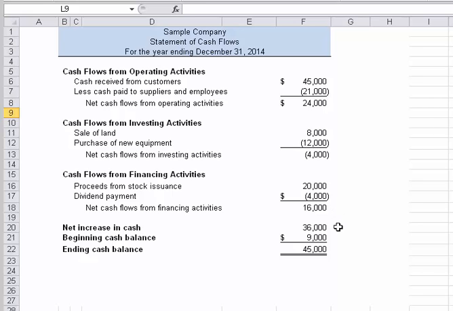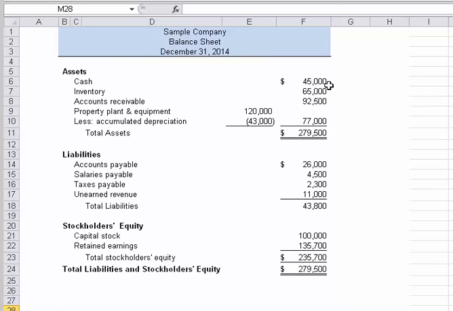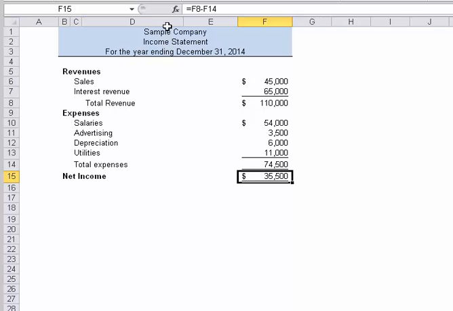Now, when we add up the net cash flow from operating activities, including the $4,000 deduction of the cash flow from investing activities, and then also add in the cash flow from financing activities, we have a net increase in cash of $36,000. We started off the beginning of the year with $9,000, ending with the cash balance of $45,000. Now that $45,000 number we've seen on the balance sheet right there. That's our $45,000 cash.